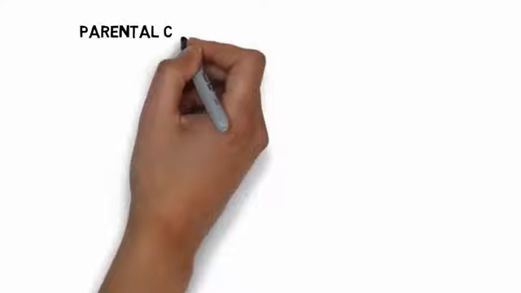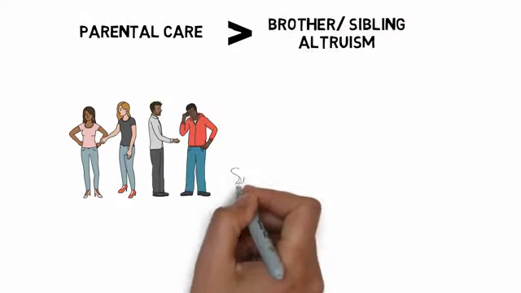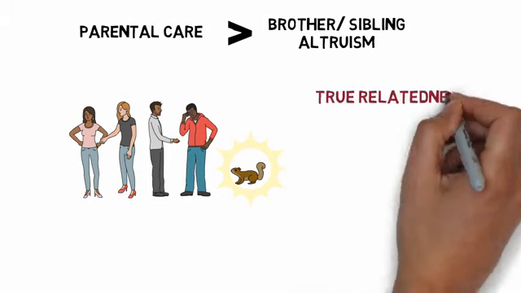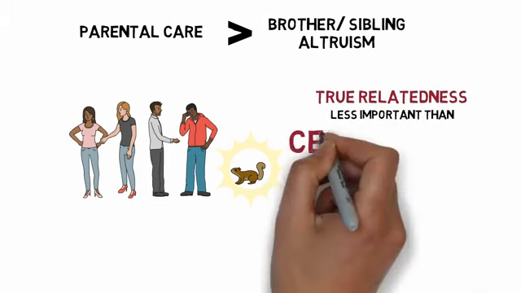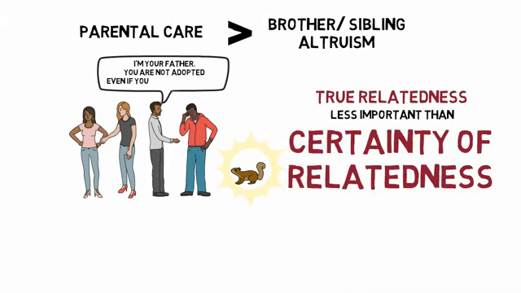Dawkins says parental care is more common and devoted than brother-sister altruism, and that animals value themselves more highly than several siblings, because true relatedness may be less important in the evolution of altruism than the best estimate of relatedness or degrees of certainty. Parents are more certain about the genetic relatedness of their children compared to among siblings.